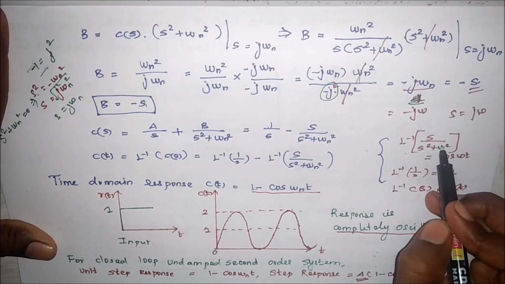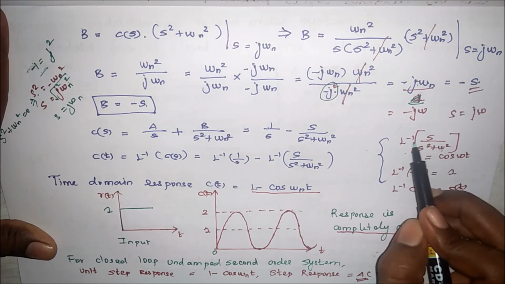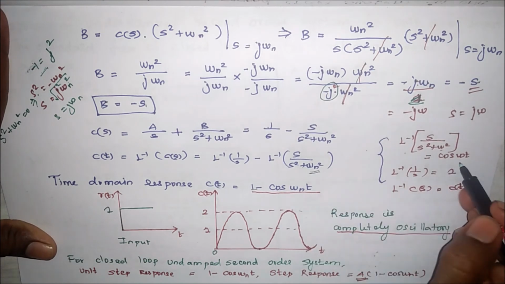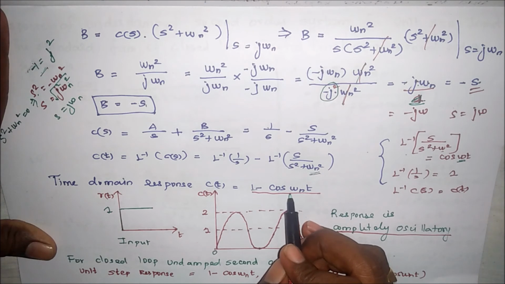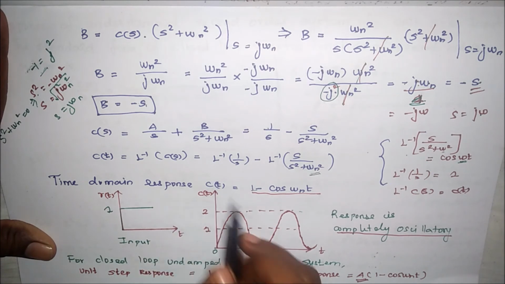We already know one formula: s divided by s square plus omega square, its Laplace inverse is cos omega t. Here the only difference is omega n, therefore we have to use omega n. So for this, the Laplace inverse transform is cos omega n t. This is the time domain response.